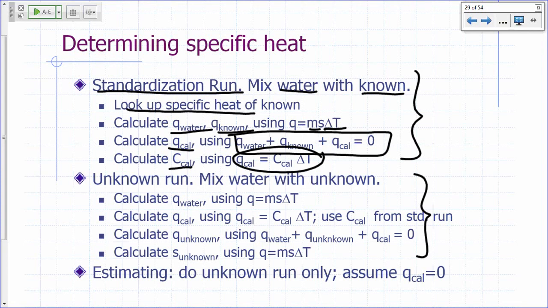Now, oftentimes, in fact, in textbooks, they give you problems for determining specific heat. And in those cases, oftentimes you have to make the assumption that Q cal is 0. So if you don't have information about the calorimeter constant, if you're given a problem, just assume it's 0.